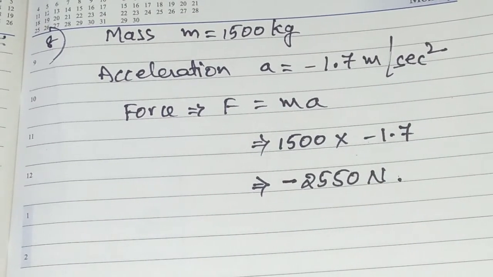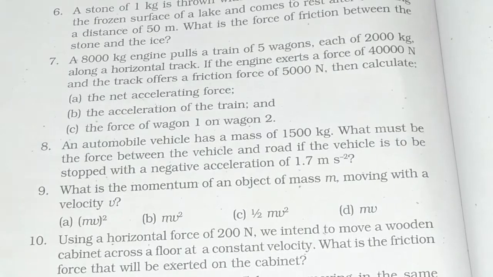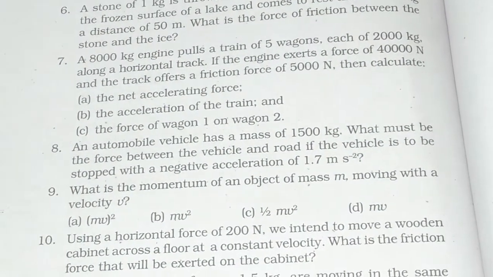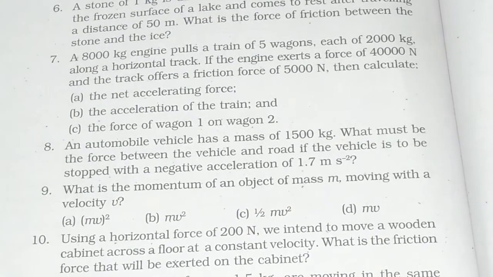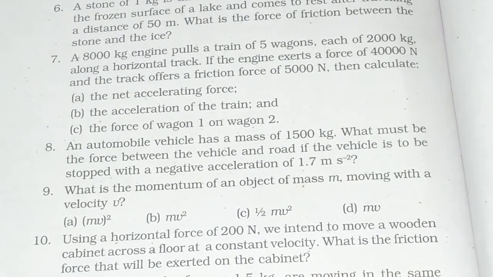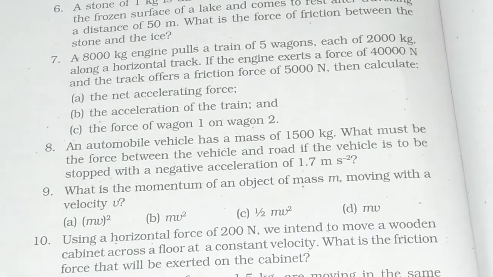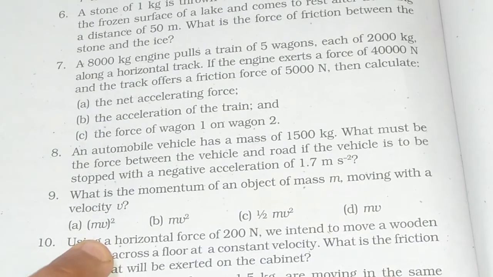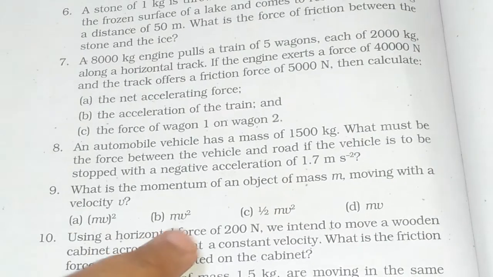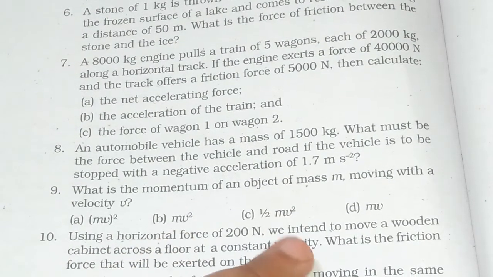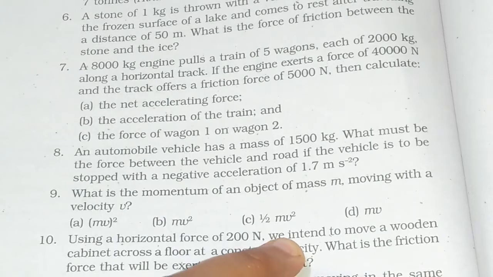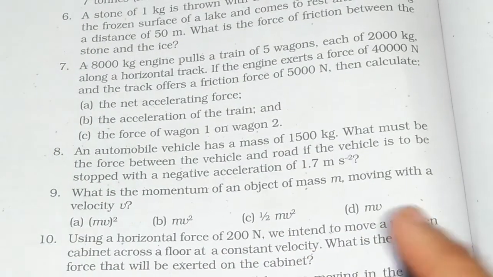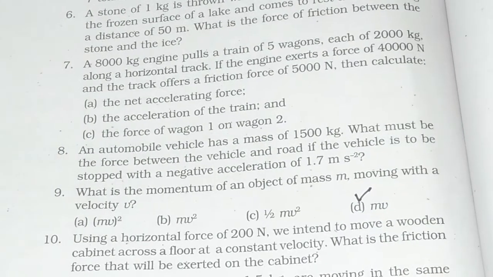Okay. Now let us see the 9th question. Here the 9th question is just a multiple choice type of question. We need not calculate anything here. What is the momentum of an object of mass m moving with a velocity v? Momentum formula, what is that? Mass into velocity. In the first option they have given mass into velocity whole square. It's not correct. Half mv square is the formula for kinetic energy, so this is also wrong. M into v, this is correct. So option D is correct here.